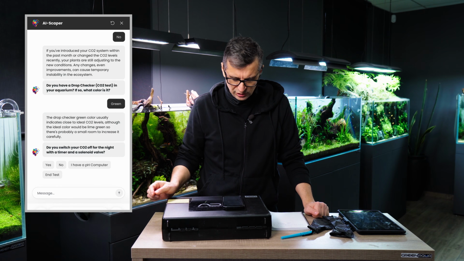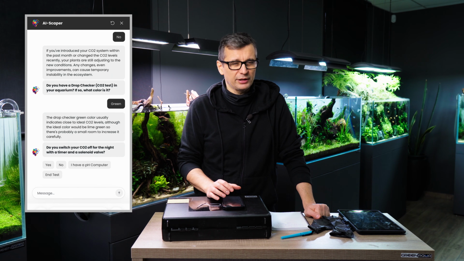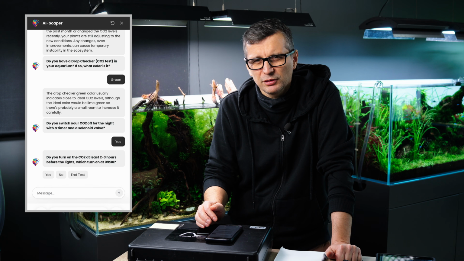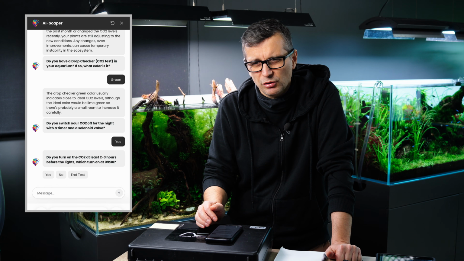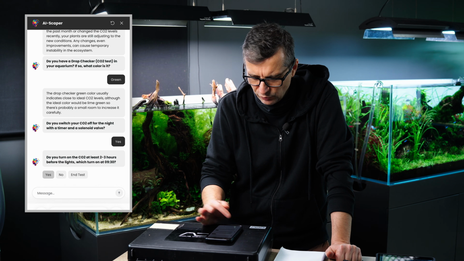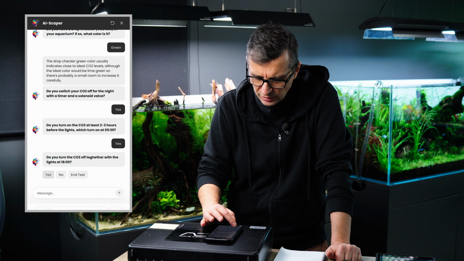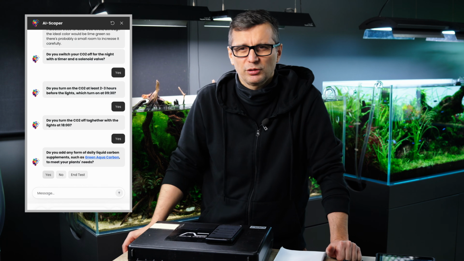Do you switch your CO2 off for the night? Yes, we do switch the CO2 off. We turn it on probably at 7. It's on the central timer, so it's absolutely 2-3 hours before. So I would say yes. Do you turn it off together with the lights? Yes, we do turn it off together with the lights.